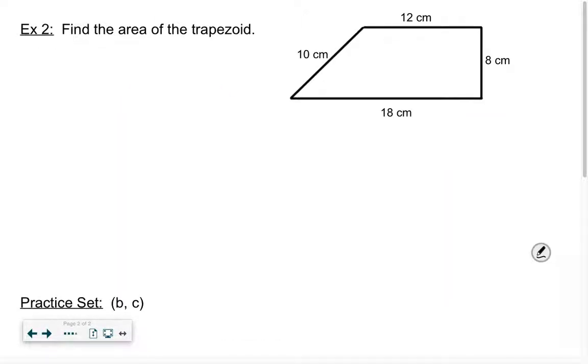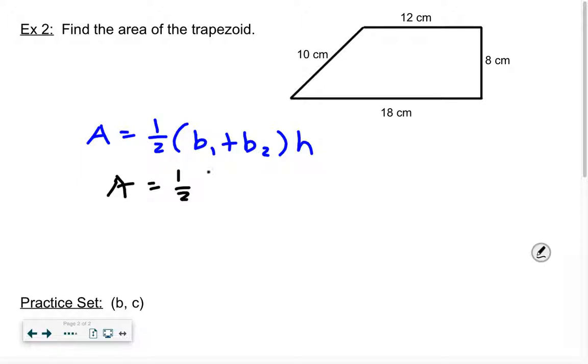If we take a look at example 2, we want to find the area of this trapezoid. Once again, it is a trapezoid. It looks like it's a right trapezoid. That's okay. Once again, area is equal to 1/2 base 1 plus base 2 times the height. Area is equal to 1/2 is our constant. Base 1, let's make that 18 this time. 12 is the other base. Height is 8.